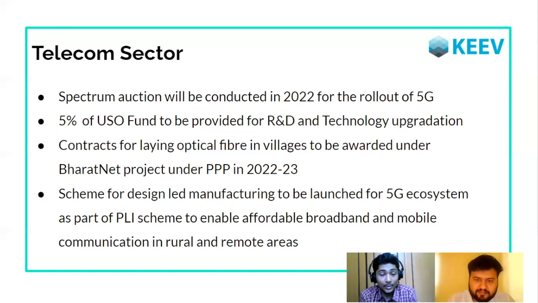5% of USO fund to be provided for R&D and technology upgradation. Contracts for laying optical fiber in villages to be awarded under Bharat Net project under PPP in 2022 to 2023. Right. So this USO fund is something that all telecom companies, your Jio, your Airtel, your Vodafone, all of these people, इनका जो revenue होता है उसका एक certain percentage goes towards this fund called the USO fund, which means the Universal Service Obligation Fund.